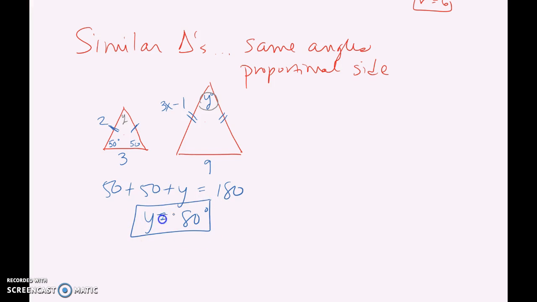So not too bad to solve that one out. It's just 100 plus y is 180. You could probably do that one in your head. So the angle part you just said equal like the last one. Not too terrible. Now what about this side length?